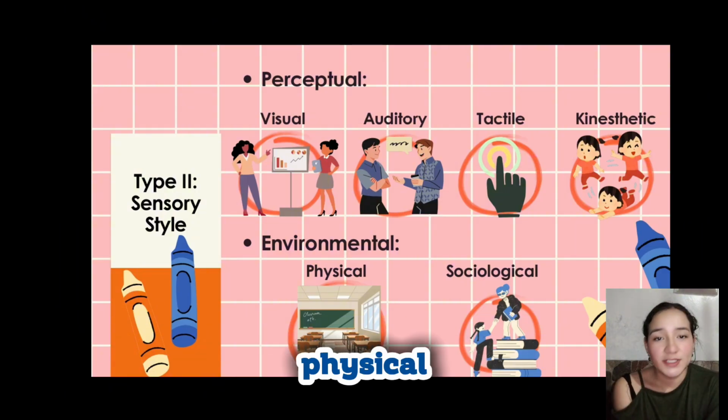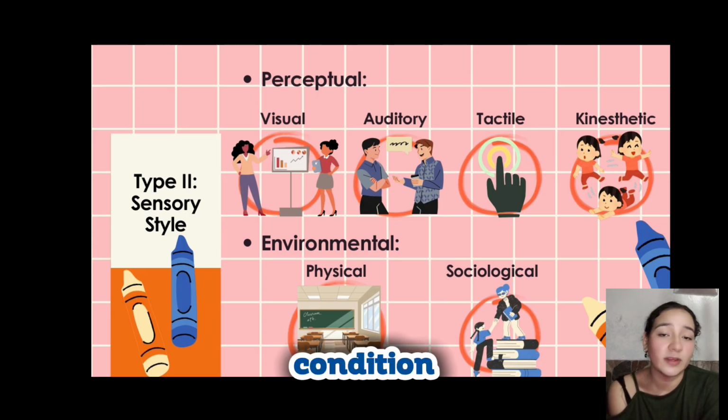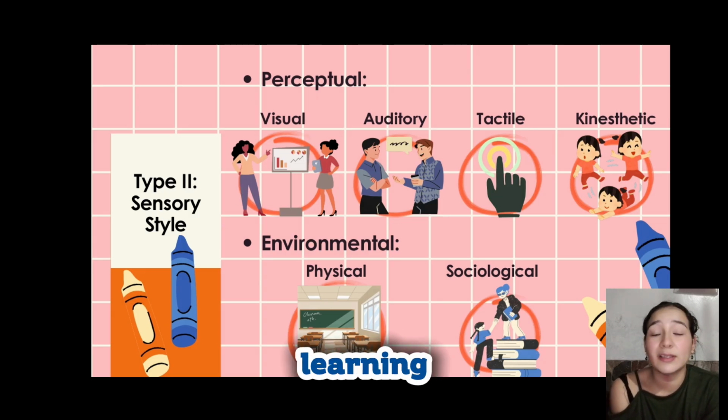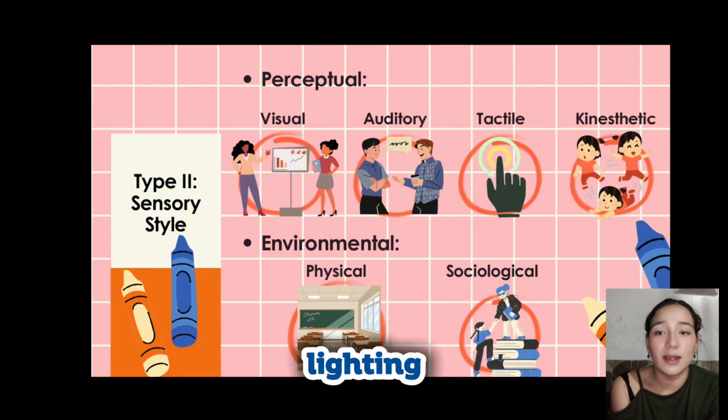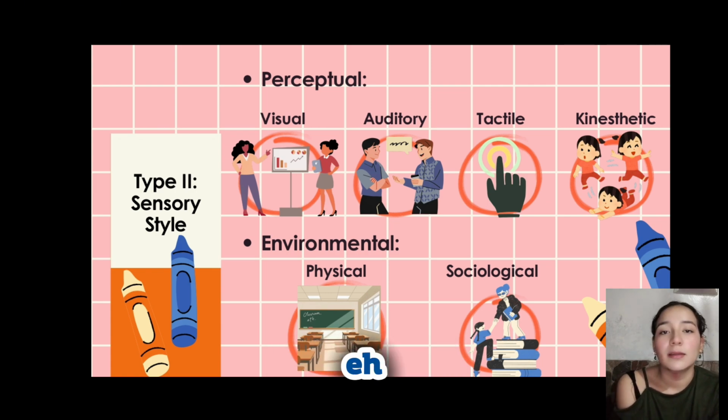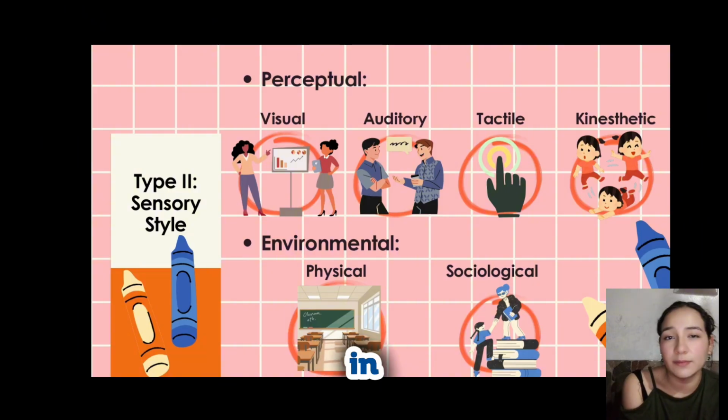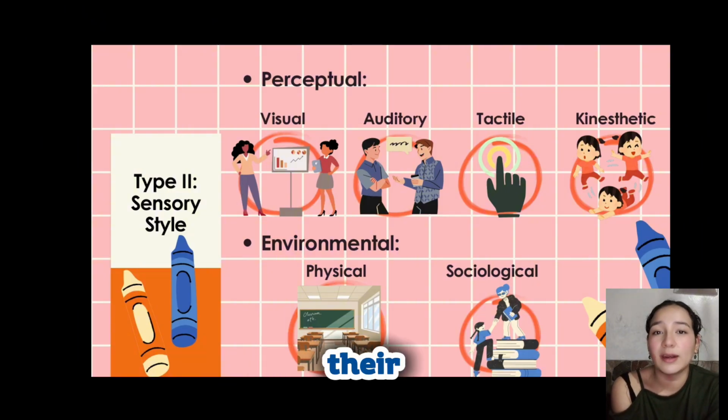Environmental. Physical. For some students, learning depends on the conditions of the learning environment. For example, it's easier to learn English in a quiet classroom with good lighting. Sociological. The relationships within the learning environment affect the learning experience. For example, some students find it better to learn English working in a group or with a friend.